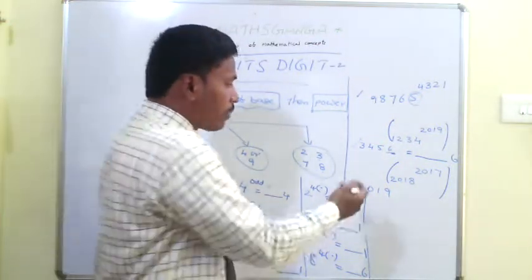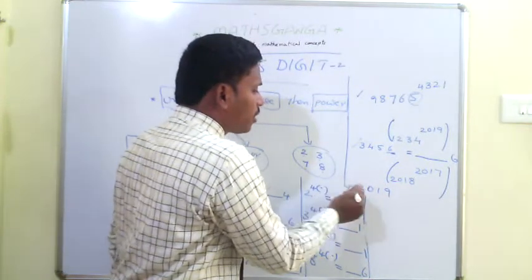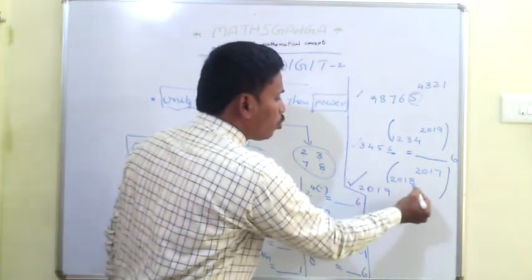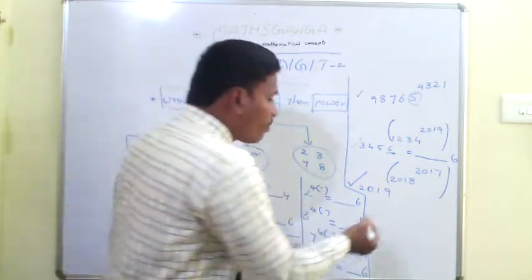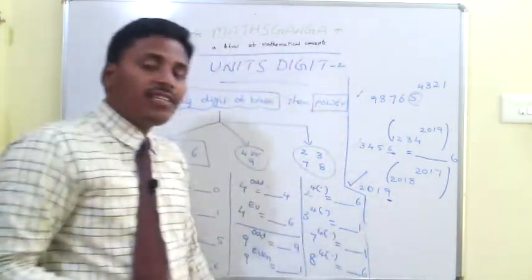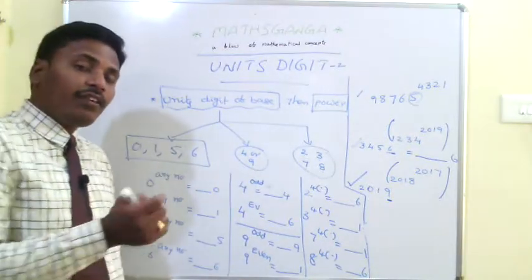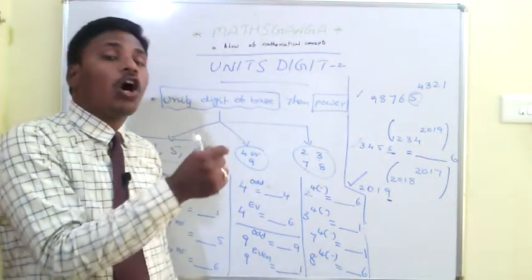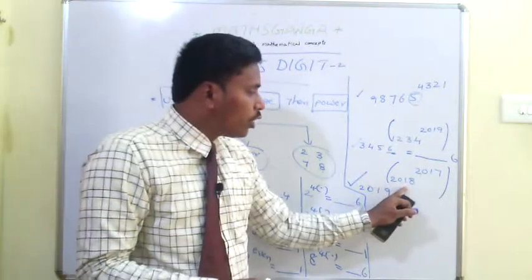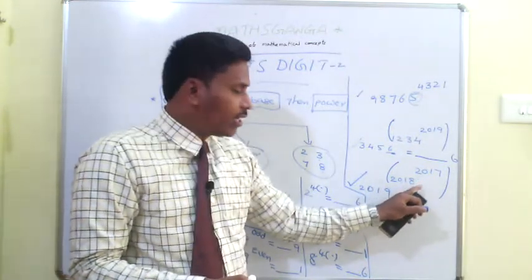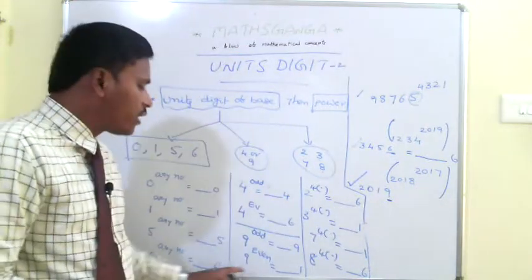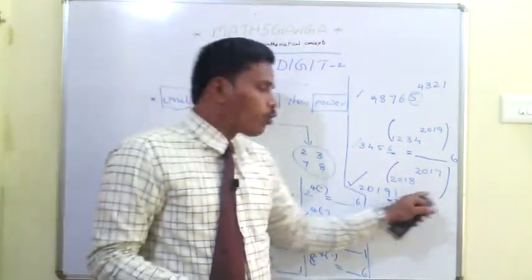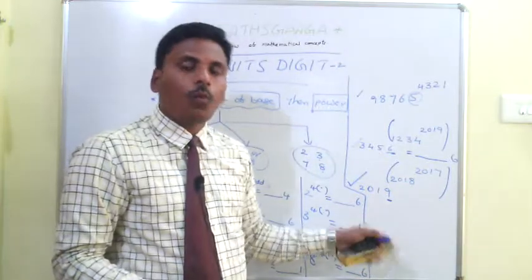For suppose, coming to the third one, what I mentioned here, 2019 power 2018 power 2017. Here the unit digit of the base is 9. Since the unit digit of the base is 9, we need to check whether the power is even or odd. If you observe the power 2018 power 2017, surely it is even. So 9 power even number always ends with 1. So the unit digit of this number is 1.